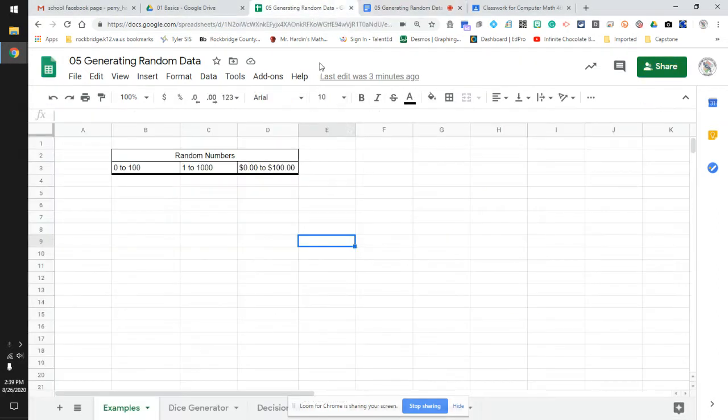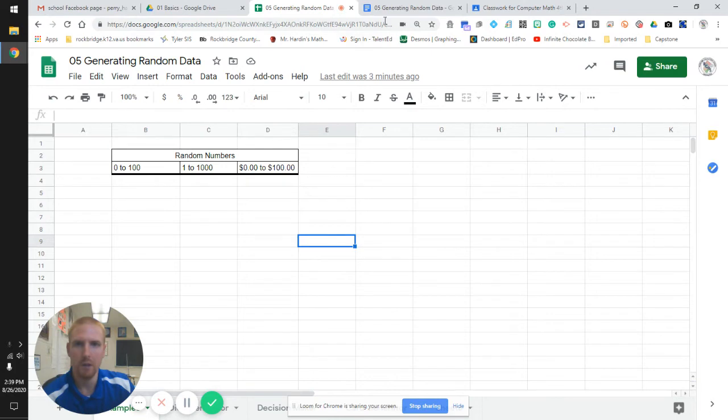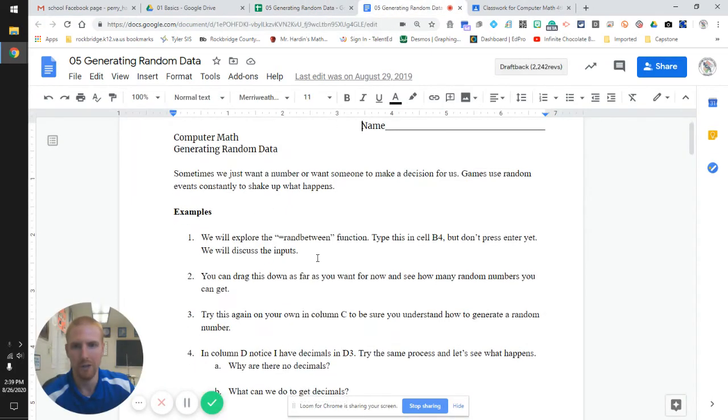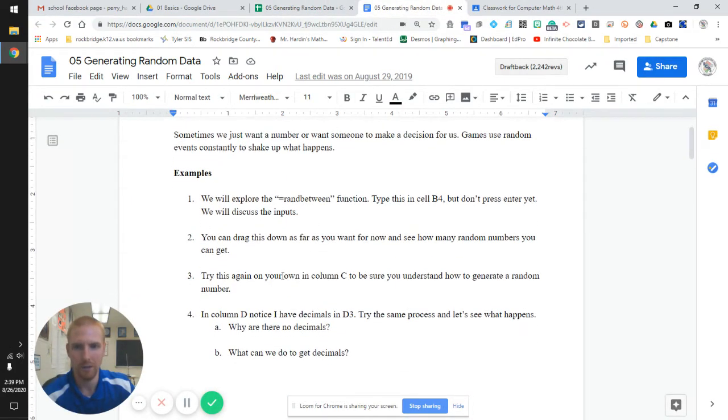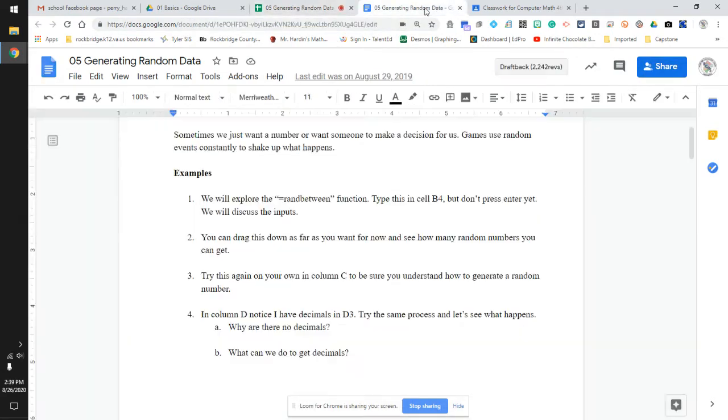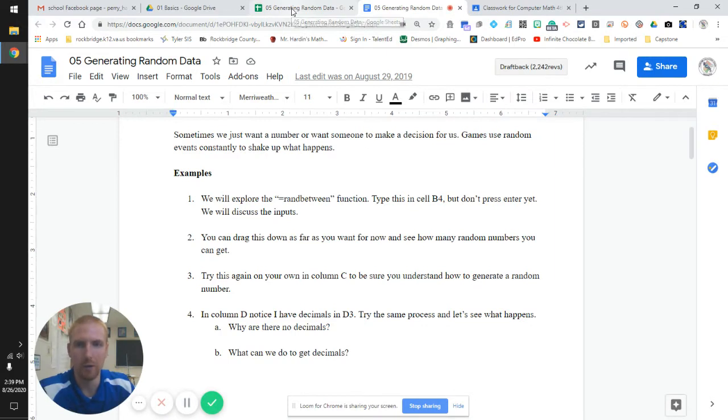So I'm going to switch to the example page here, and this first part runs through it. Now you don't really have to do anything. You don't have to answer any of these questions on this part where it says examples. This is a guided thing to do in class together, which we can't do, of course, this year. So that's just summarizing what I'm going to do.